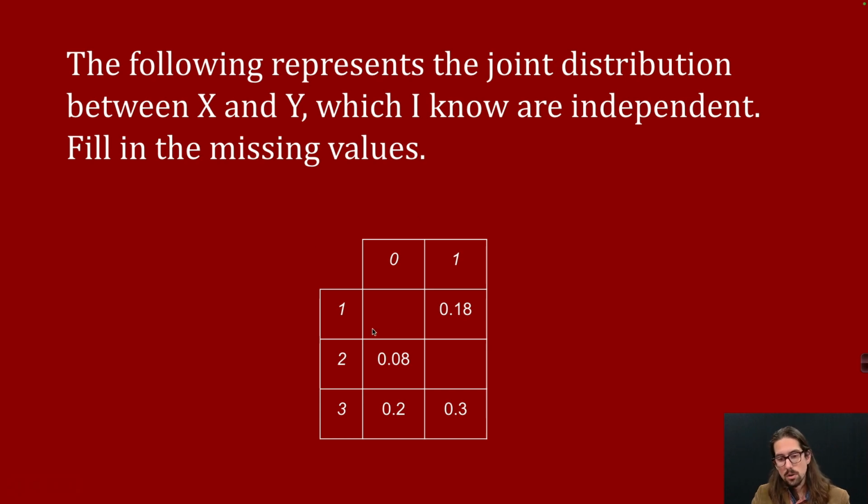All right. So based on that information and understanding, let's say I have a joint density between X and Y. It doesn't really matter which is which, but let's say we have X up here and Y over here. And the question is, can we fill in these missing values such that we have independence?